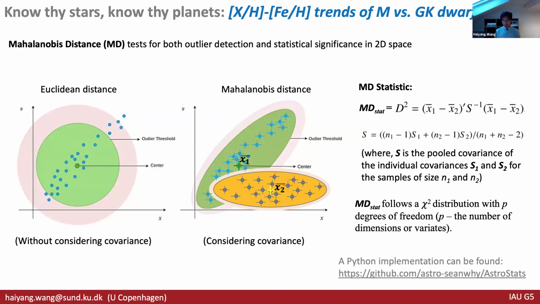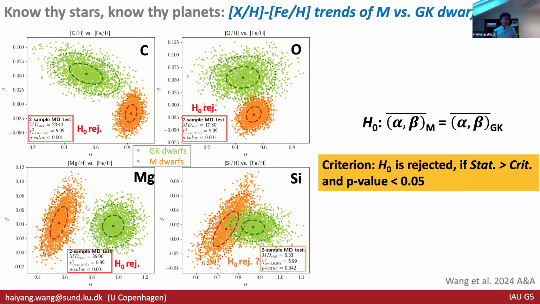There's also open access code now available on GitHub if you want to explore this for other purposes. By employing this technique, we applied it to the alpha and beta data set for GALAH and M-dwarfs. Here are our test outcomes based on the calculated p-value as well as the statistics.